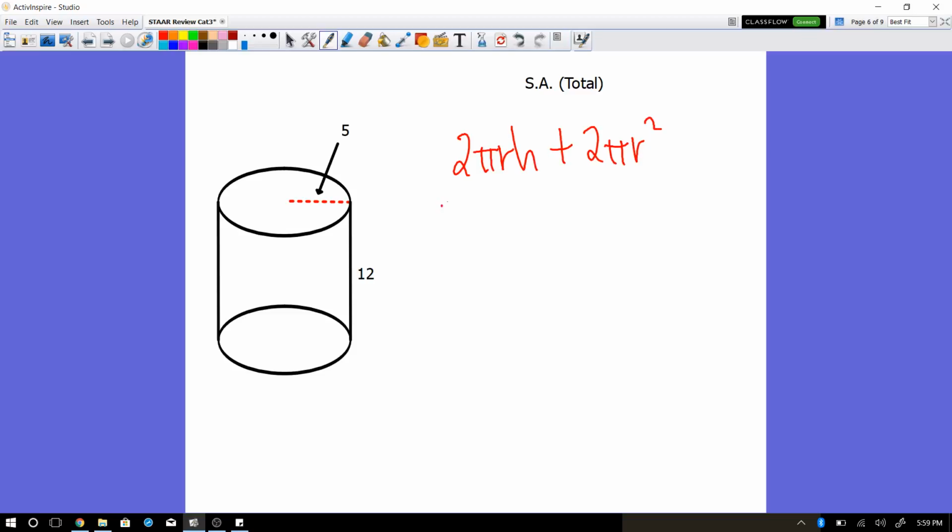All right, so I'm going to rewrite 2 times 3.14 times the radius, 5, times the height, 12, plus 2 times 3.14 times 5 squared. Oh my goodness, that looks horrible. I'm going to do this section first. 2 times 3.14 times 5 times 12.